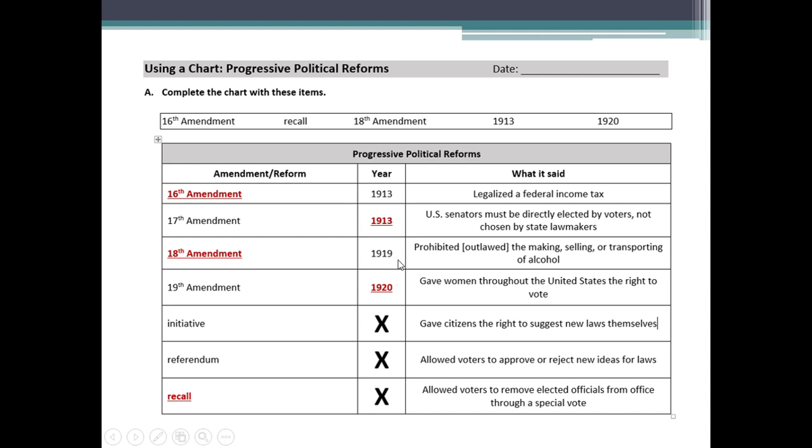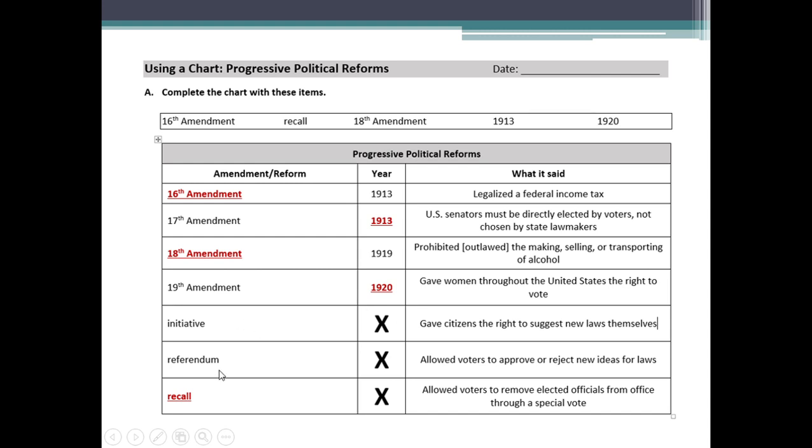The 18th Amendment was missing here. That was ratified in 1919. That's the one that prohibits or outlaws making, selling, and transporting alcohol. The time period when alcohol is against the law is known as prohibition because alcohol is prohibited.